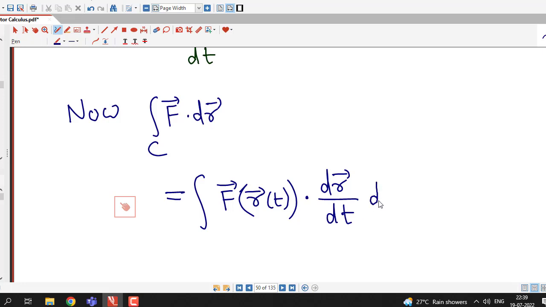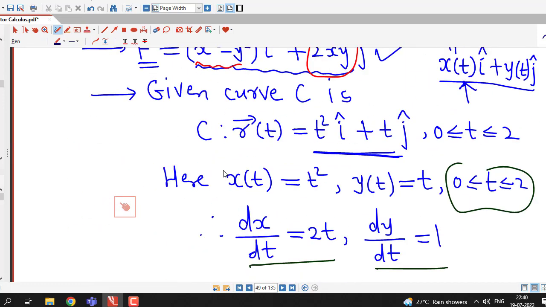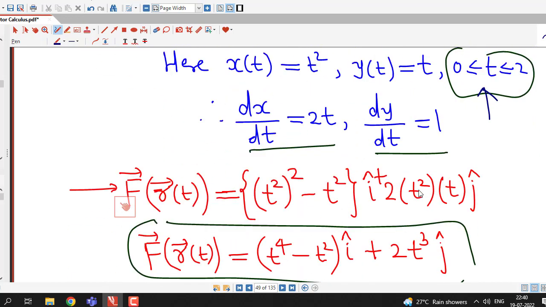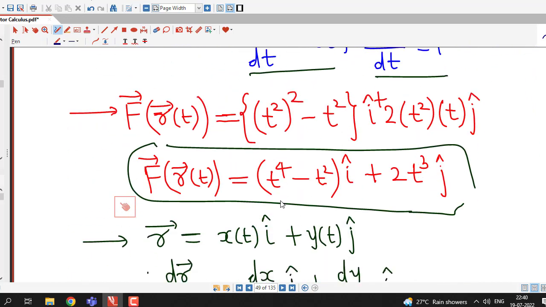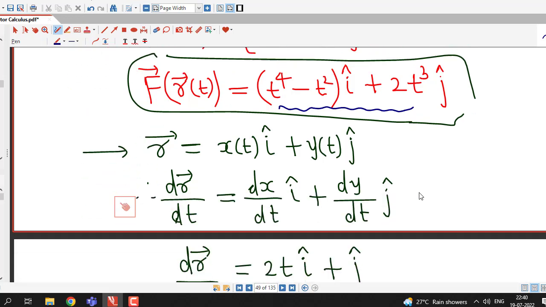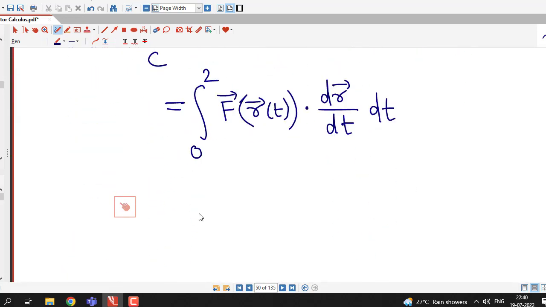Integral is with respect to t, and limits of t are from t equal to 0 to 2. We are given these limits of t in the parametric representation, and now we will put f bar equal to this, t raised to 4 minus t square plus 2t cube, and dr bar by dt is also obtained. So now we substitute first f bar of r bar t.